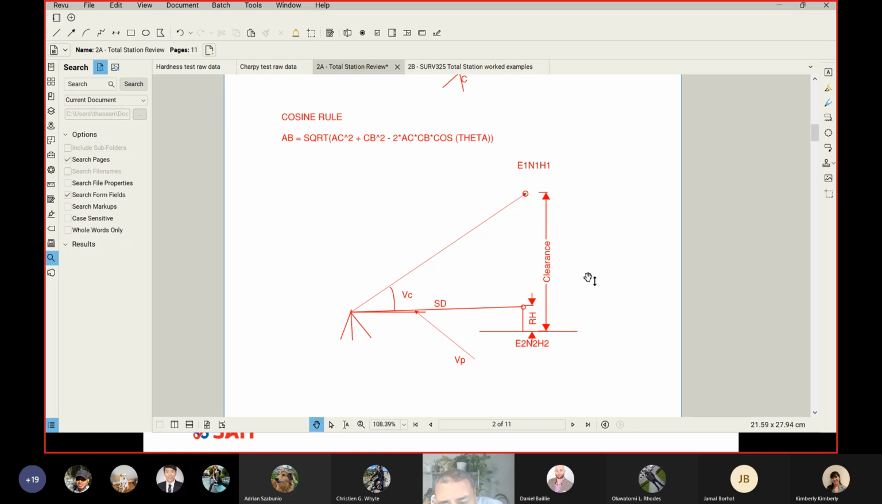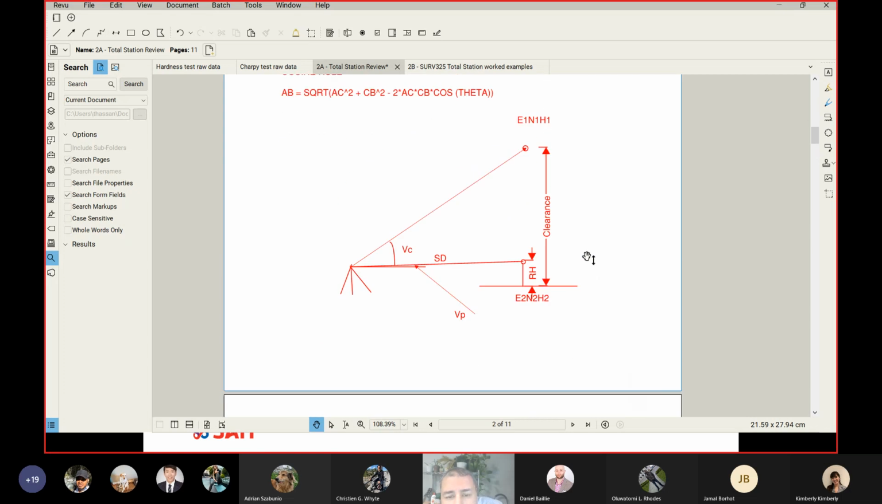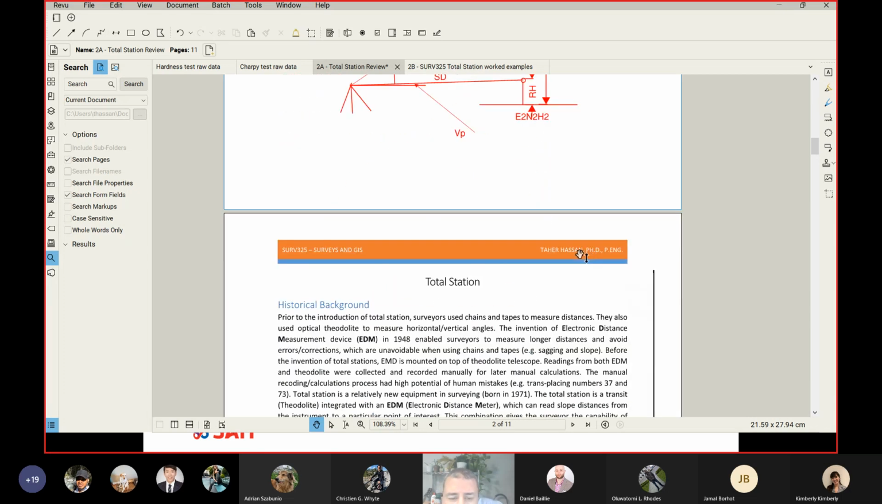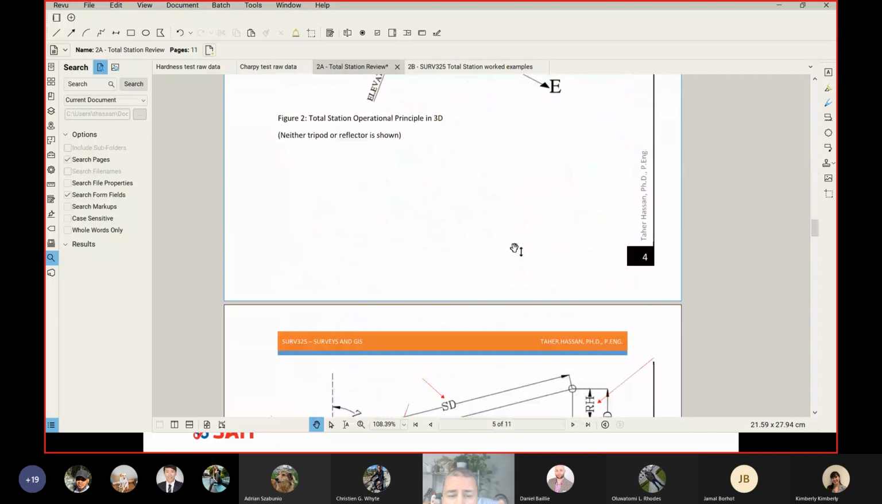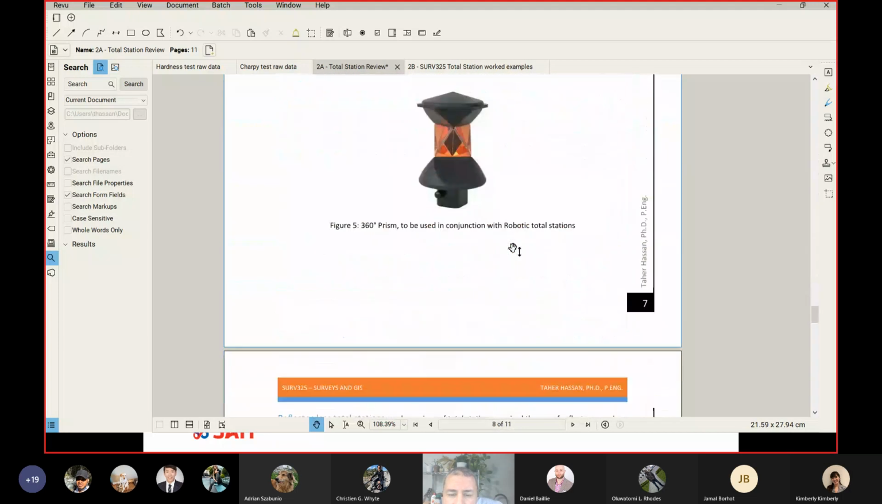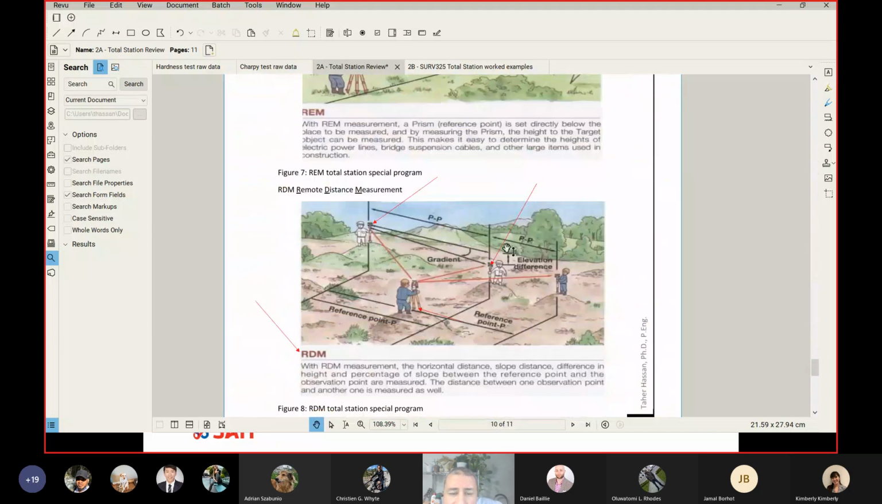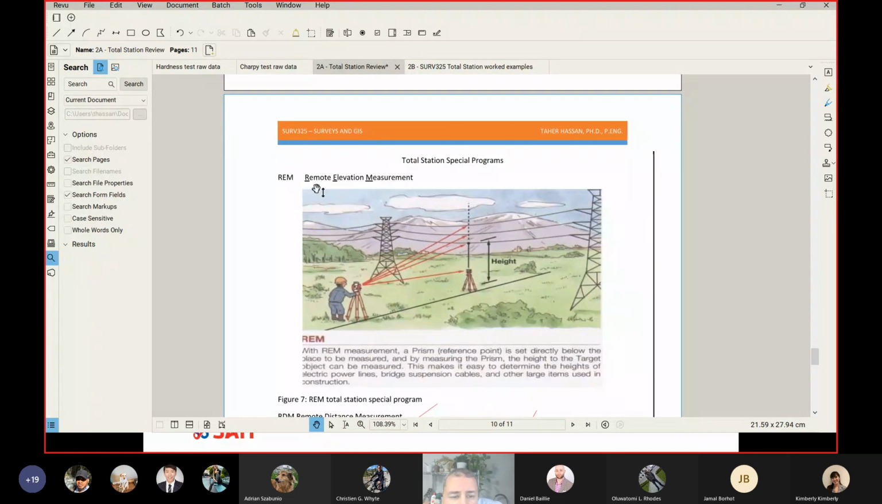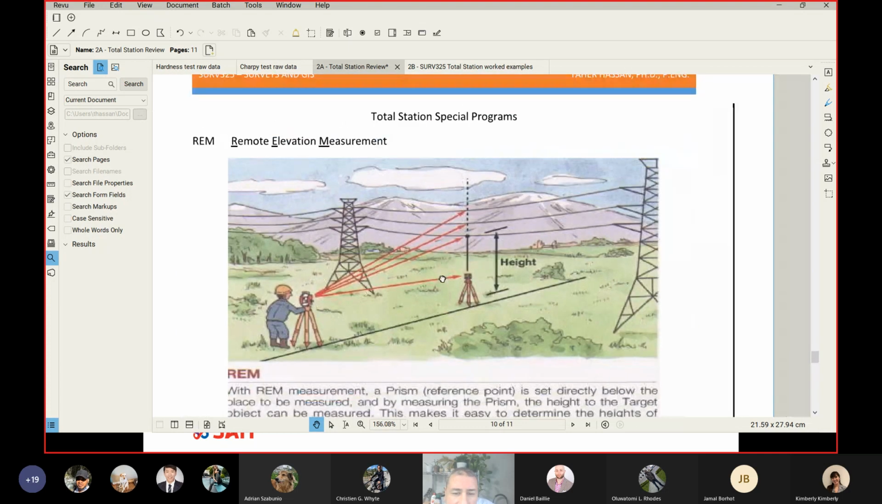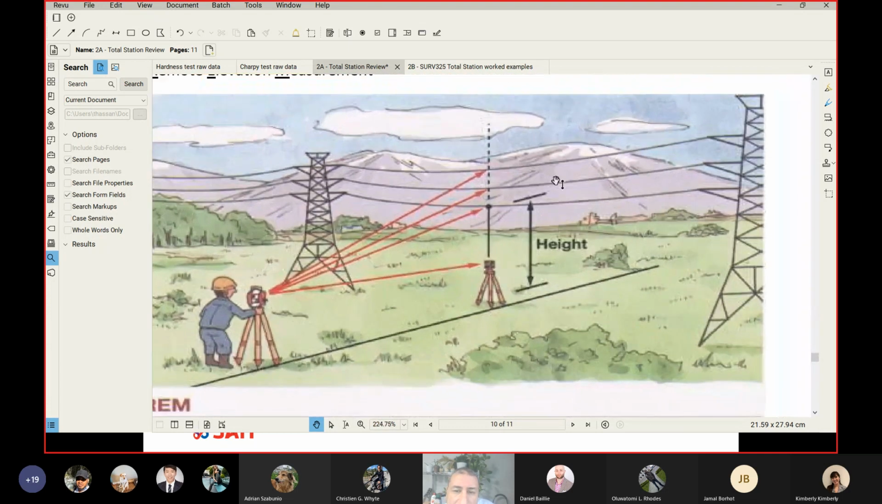Without taking your time into much math, because you're not required to do that, here is what you have. You have another program called REM. Let me show you in 3D. So we looked at RDM, remote distance measurement. Also, we will look at REM, remote elevation measurement. Look at this place. So you can see here is my situation. I have an electrical cable, which I cannot place a prism over there. The distance is more than reflectorless mode limit.